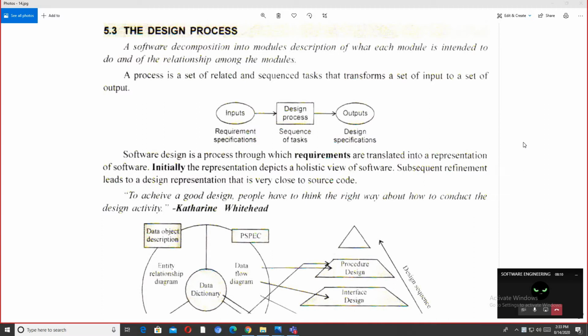be solved. So here it is mentioned that a software decomposition into modules, description of what each module is intended to do and of the relationship among the modules.